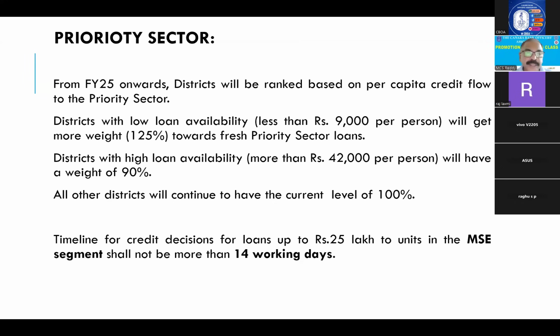And the next one: the timeline for credit decision for loans up to 25 lakhs to units in the MSE segment shall not be more than 14 working days. This differs a little from our credit risk management policy, where we say up to 5 lakhs, 15 days, and 5 to 25 lakhs, 30 days in our CRM policy. But Reserve Bank is telling 14 working days. Since it is Reserve Bank's notification, we should keep in mind this 14 working days. Whereas ours is 30 days, including holidays. So if they ask in the exam, you should keep in mind that 14 working days is given for MSME segment credit decisions up to 25 lakhs, right?